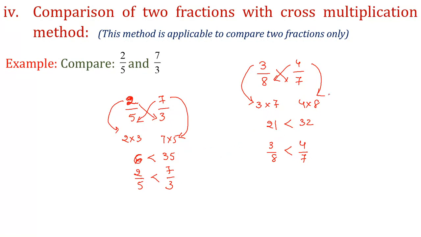Take one more example: 3 by 12 and 5 by 6. Multiply 3 into 6, right under 3 only. I am starting from 5 here, so 5 into 12, right under 5 by 6. So 3 6s are 18, 5 12s are 60, and 18 is less than 60, you know that. What is the corresponding fraction for 18? 3 by 12, which is less than the corresponding fraction for 60, 5 by 6. So 3 by 12 is less than 5 by 6.